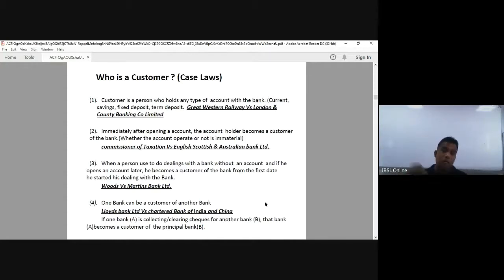If he opens an account on a future day, then he becomes a customer. The dangerous point is, if he opens an account on a future day, he becomes a customer from a past day, that is, the first date that he dealt with the bank. So the banker-customer relationship starts from January 2021, not from the date that he opened the account, that is June 2021. Now what will happen?